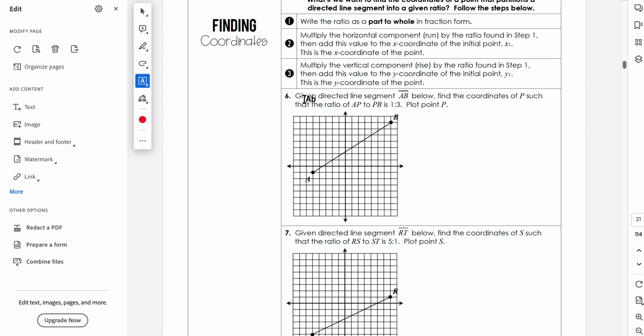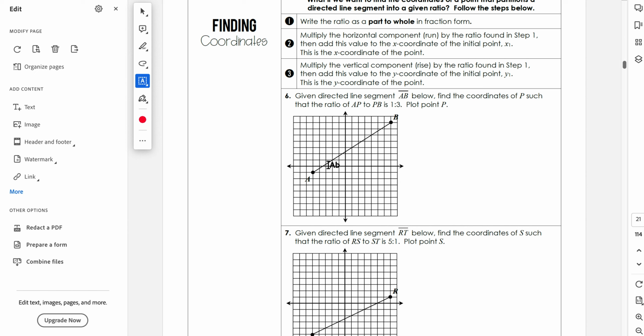So the question is, given directed line segment AB below, so this is our line segment AB, find the coordinates of point P. So P, we're just going to kind of write in approximately, such that the ratio of AP, so it'll be point A to the point P, to PB, so it'll be point P to the point B, is 1 to 3. And then plot the point P. So we first have to find the coordinates of point P and then plot it.